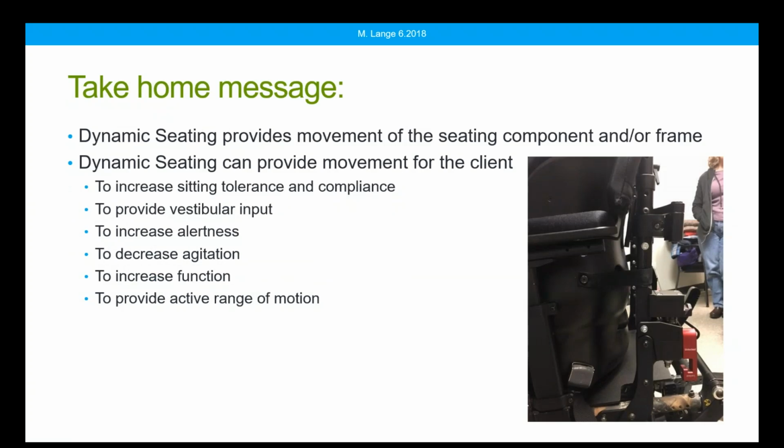So here's our take-home message, and then I'll open us up for more questions and discussion. Dynamic seating provides movement of the seating components and/or the frame. Providing movement for the client can increase sitting tolerance and compliance. Sitting tolerance is kind of our new word for comfort. Comfort's a bit of a red flag word in our documentation, but sitting tolerance is not. It's very important to increase sitting tolerance and compliance, allowing the client to really use their equipment.